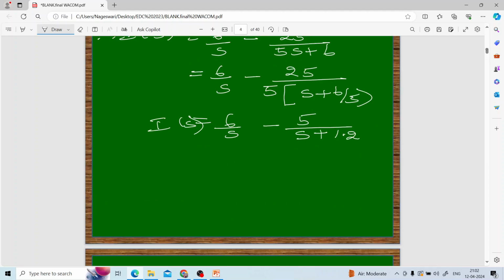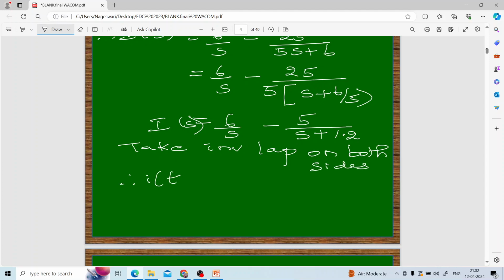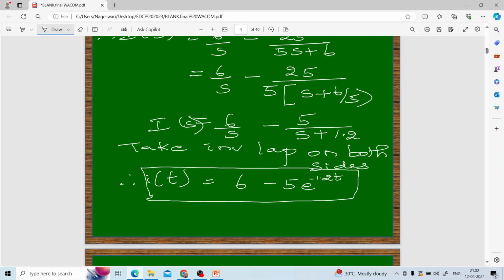Now what is the final step? Take inverse Laplace on both sides. If you take inverse Laplace on both sides, therefore I of t is equal to 6 minus 5 into e power minus 1.2 t. So this is the final answer for this problem.